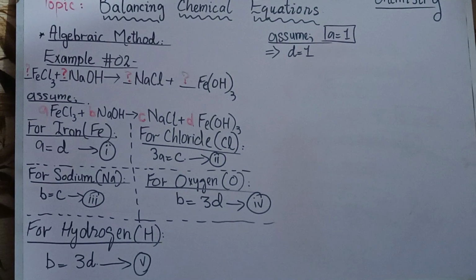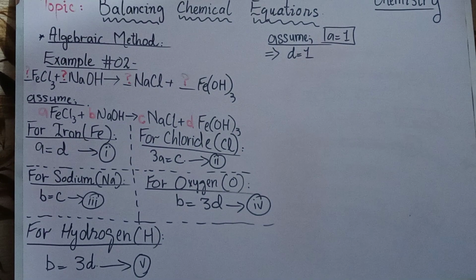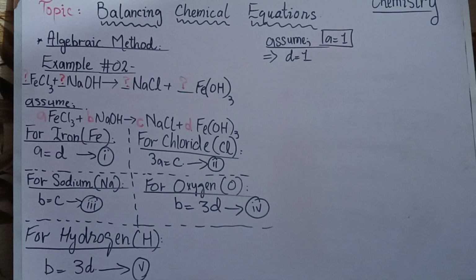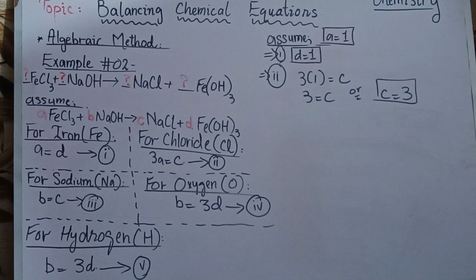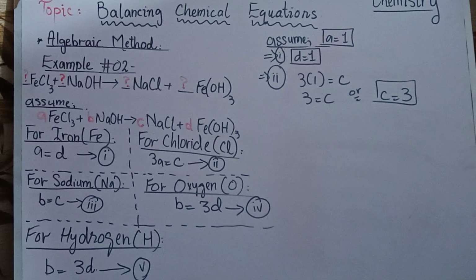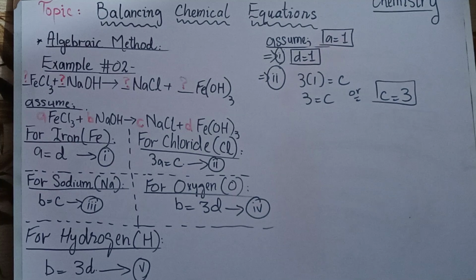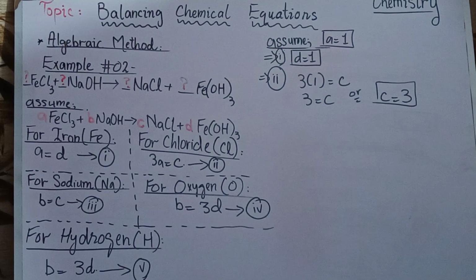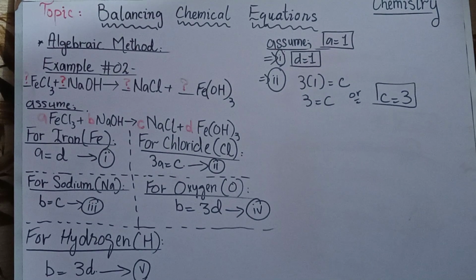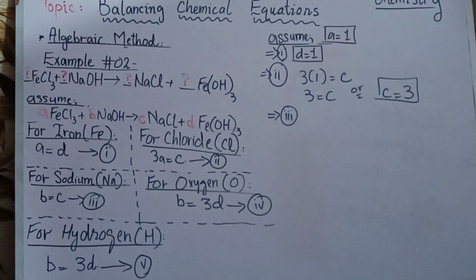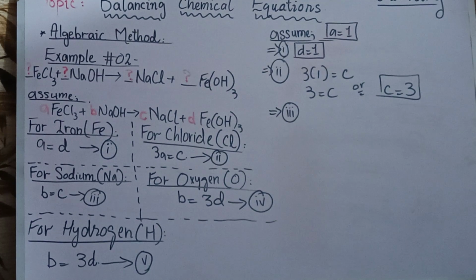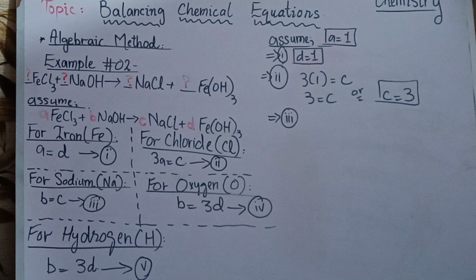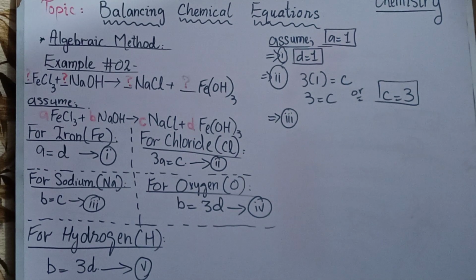Then we put A equals 1 in equation 1, so A equals D and D also equals 1. Now for equation 2, when we put A equals 1, it becomes 3 multiplied by 1 equals 3, so C equals 3. So we found the values of A, D and C. Now we use equation 3, which is for sodium, B equals C. We found C equals 3, so B is also equal to 3.